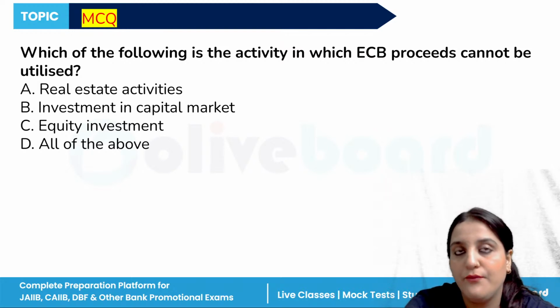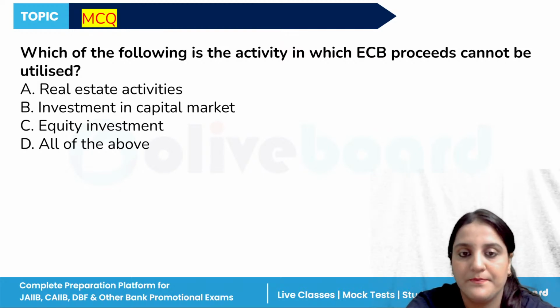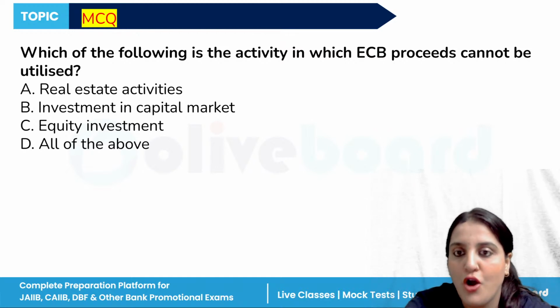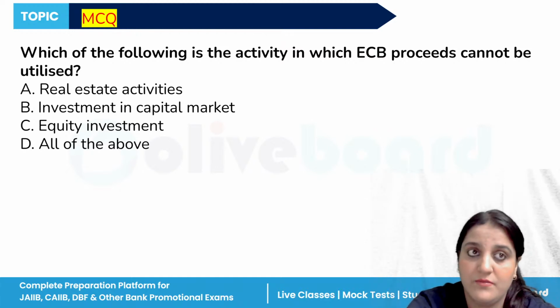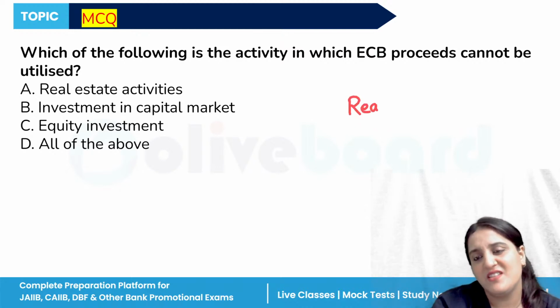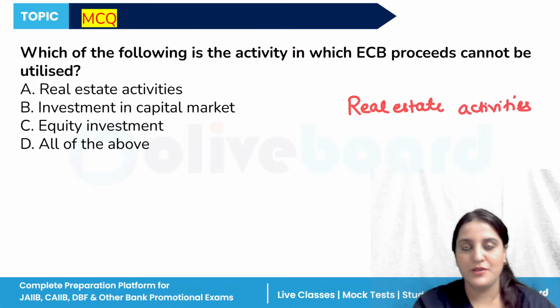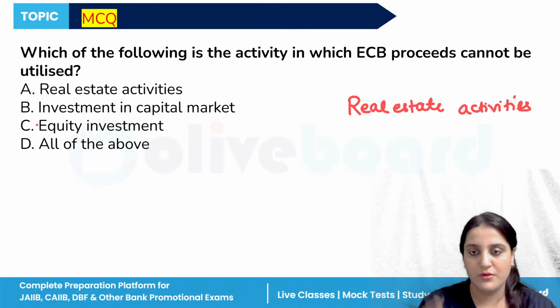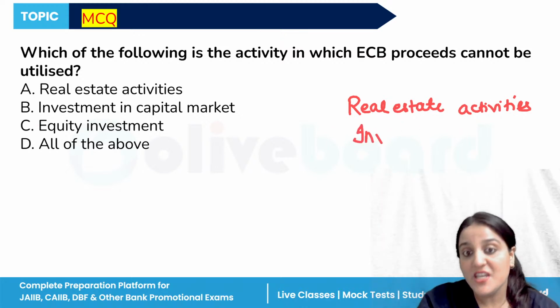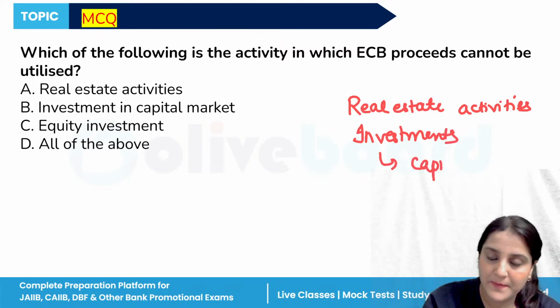You have to tell the activity in which ECB proceeds cannot be utilized. If we talk about the list in which ECB's proceeds cannot be utilized, it includes some type of real estate activities. A lot of things are there. Real estate activities, just revise them. Important for question. Investments in the capital market.